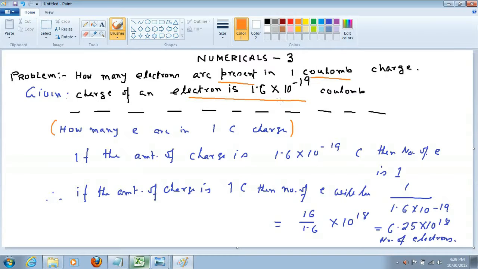Therefore, if the amount of charge is 1 coulomb, the number of electrons will be 1 upon 1.6 into 10 to the power minus 19. When 10 to the power minus 19 comes to the numerator, it becomes 10 to the power plus 19. That means 10 into 10 to the power 18, and 10 by 1.6 is 6.25. So the number of electrons in 1 coulomb charge will be 6.25 multiplied by 10 to the power 18. That is the number of electrons in 1 coulomb of charge.